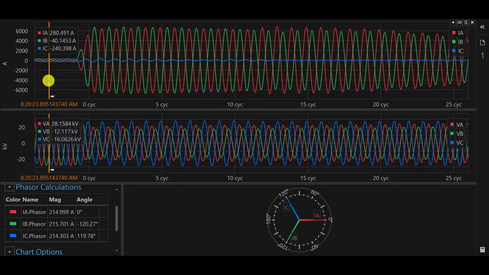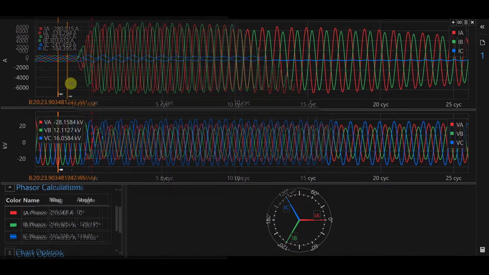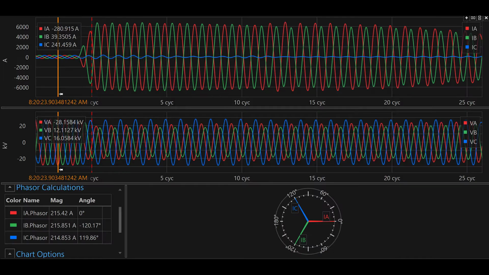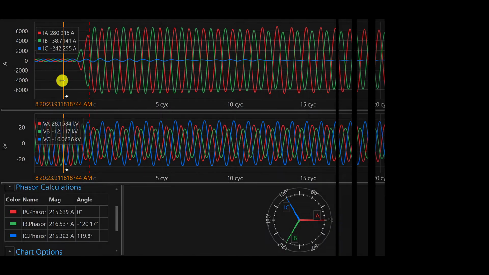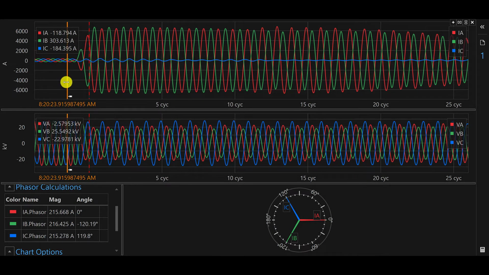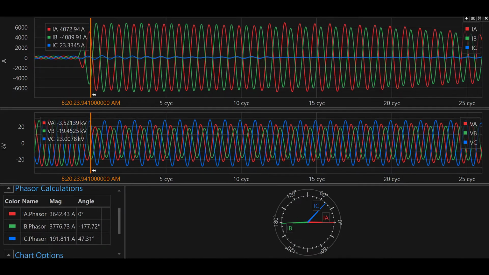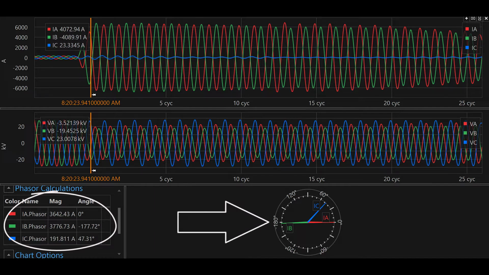Healthy, balanced system. Now I insert this red dotted line and it shows me when the fault occurs. When I move that orange cursor to when the fault occurs, look at the significant changes. IA and IB currents jumped and the phase angles are no longer 120 degrees apart. You can also see it on this graph.